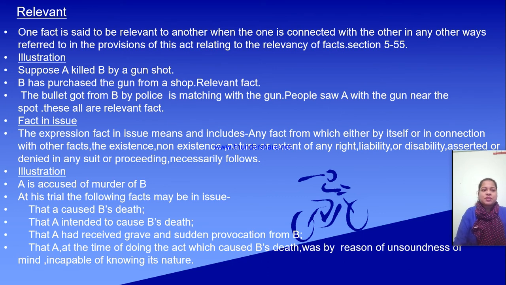A caused B's death because B gave sudden provocation to A. That is, B told something which was not liked by A. So due to that grave and sudden provocation, A killed B. A is accused of the murder of B.